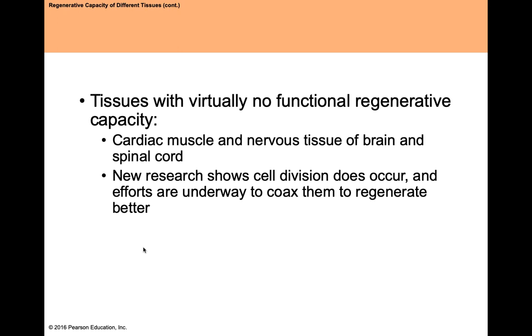New research shows cell division does occur, and efforts are underway to coax them to regenerate better. There are chemical signals released between cells to communicate which ones are dividing and which ones are not. Research is now working on a way to coax some of those other cells to start regenerating by going through mitotic divisions, whereas maybe they stopped receiving the signal in these particular tissues.